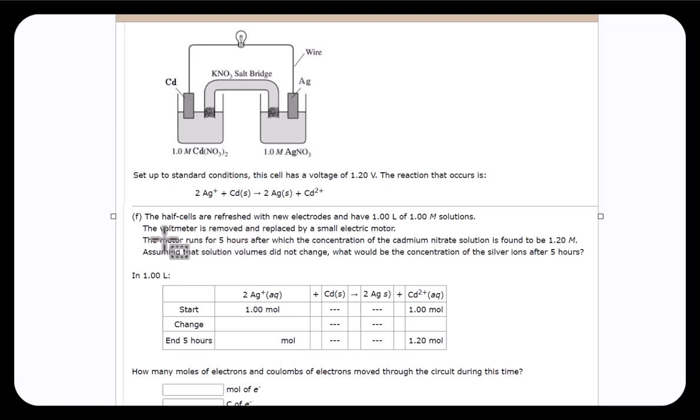And it's run for a while. They use it instead of having a light bulb here. They've got a motor that runs for 5 hours, so half a day. And they find out that the concentration of the cadmium nitrate increases. And that's because the cadmium is being used up. This cadmium bar is being turned into cadmium ions.